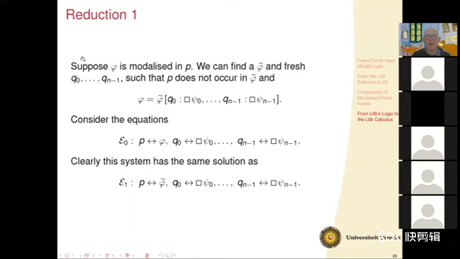So the idea is as follows. Start with phi. For each occurrence, we can find a subformula of the form box psi i in which this occurrence of p is. Now, what we do is replace such subformulas in phi by qi. And so you obtain a formula of the form phi tilde of q0 to qn minus 1, in which p doesn't occur anymore. But if you put the box psi i back, then you get again phi, right? So we analyze phi into those components that contain p, and we do that, of course, in a non-overlapping way.